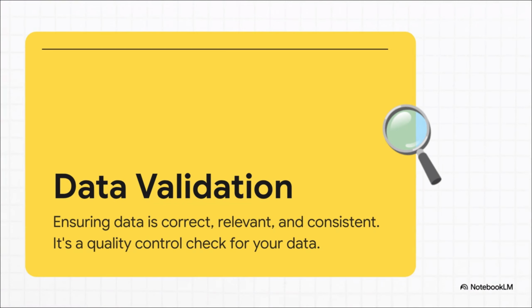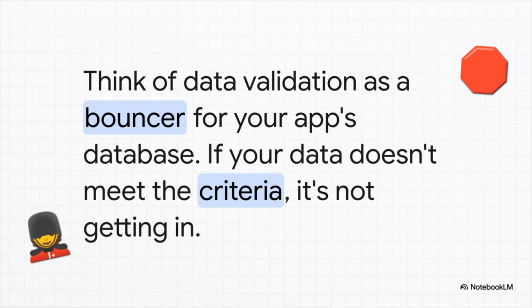So, what is it really? Well, data validation is just the official name for the process that makes sure any data a system gets is correct, that it's relevant, and that it's consistent. It's basically the ultimate quality check before anything gets saved. But honestly, the absolute easiest way to think about it is like this. Data validation is a bouncer for your app. It's standing at the front door of the database with a very specific guest list, a list of rules. And if your data doesn't meet the criteria, it's not getting in.